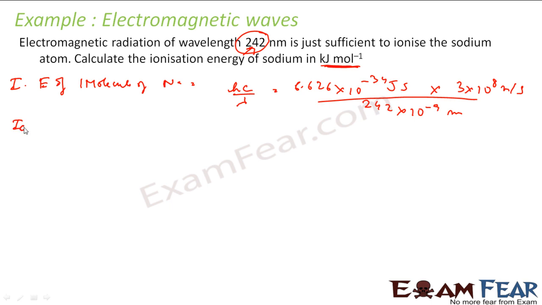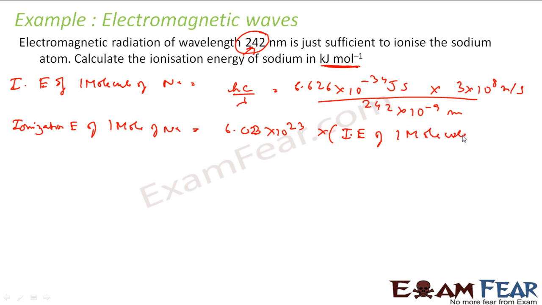I am talking about ionization energy of 1 mole of sodium. 1 mole is nothing but 6.023 into 10 to the power 23 molecules. So this is nothing but this into the ionization energy of one molecule. Hope you understand this. Ionization energy of 1 mole of sodium is 6.023 into 10 to the power 23 into ionization energy of one molecule, and that is here.